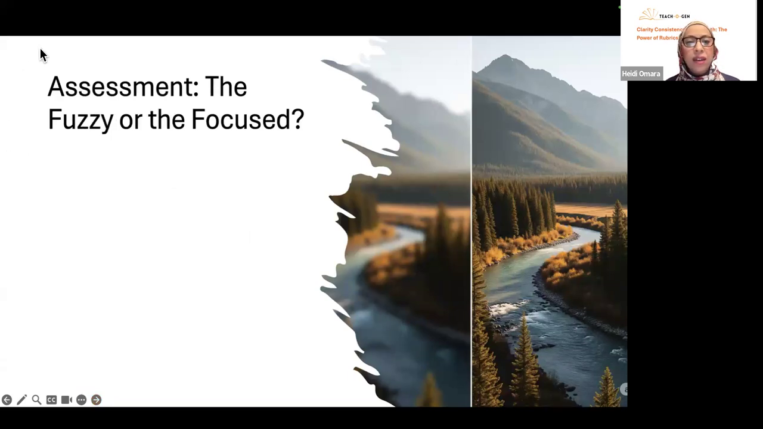So now look at this picture. There is one which is very clear and one which is fuzzy, right? And you cannot really see the details in the fuzzy picture, while this one is very clear. And this is what happens with rubrics, because rubrics make the picture clearer when it comes to assessment and assessing students' work.